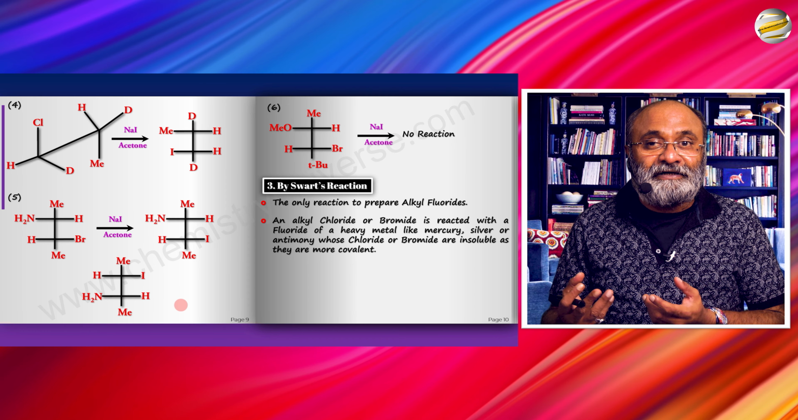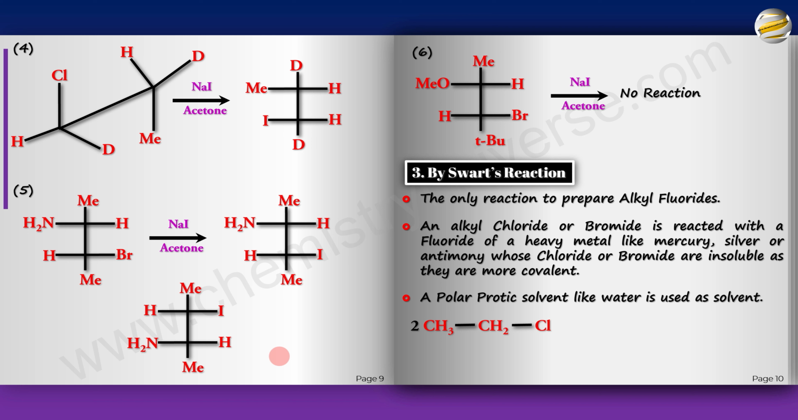Okay, so here we go. A polar protic solvent like water is used as solvent. And you have this, even though I'm showing you this, it will be preferred if I were to take a tertiary one because it is water and go by SN1 with Hg2F2, and this gives you the fluorine product, and it will give you Hg2Cl2, which is insoluble in water because of its more covalent nature and precipitates out.